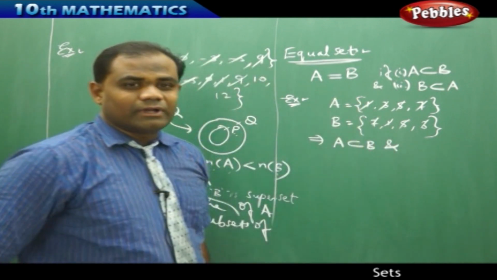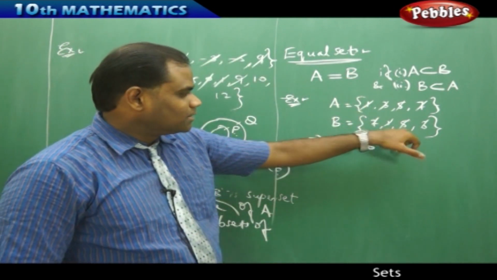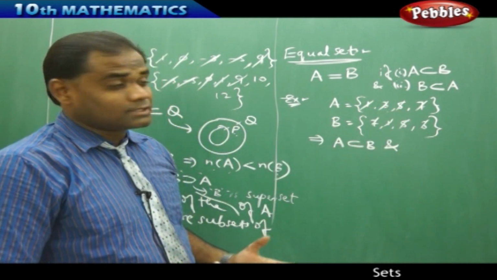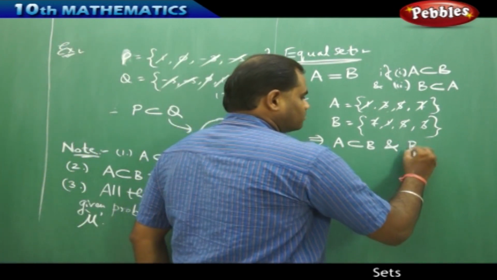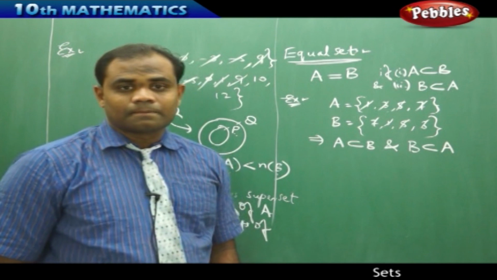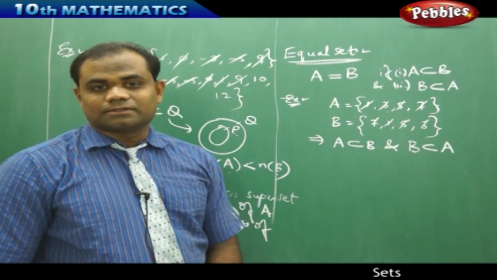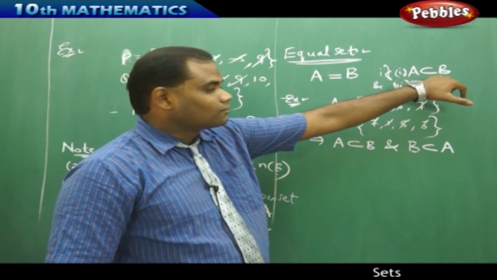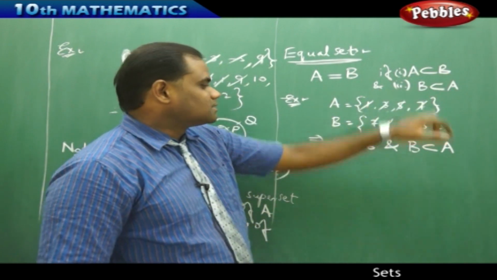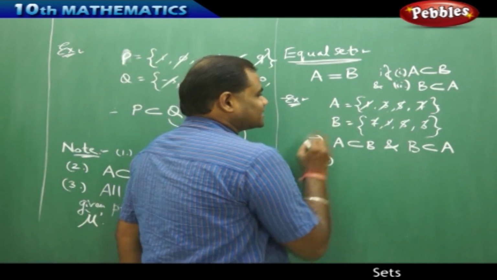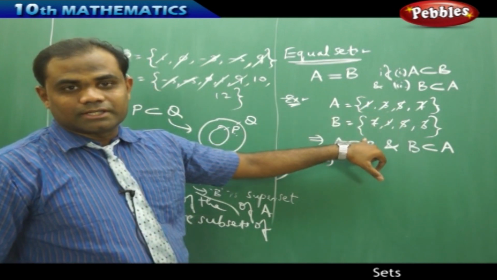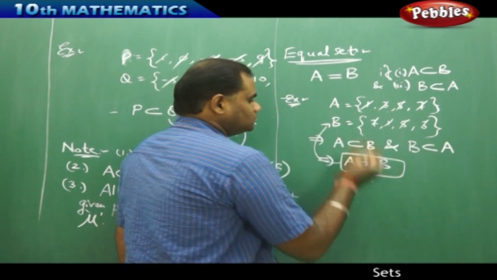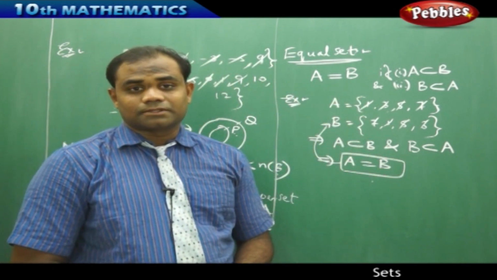And equally, when I go in the reverse process, I see that none of the elements of set B are left over when cancelled with set A. This also makes me understand that B is also a subset of A. Equally, A is a subset of B and B is a subset of A. Therefore, according to the definition of equal sets, when A is a subset of B and B is a subset of A, these two given sets in this example are equal. This is how I understand equal sets.